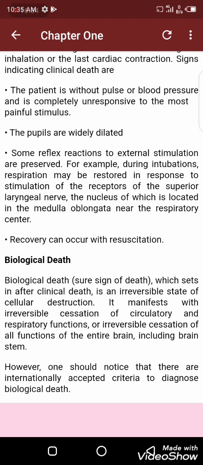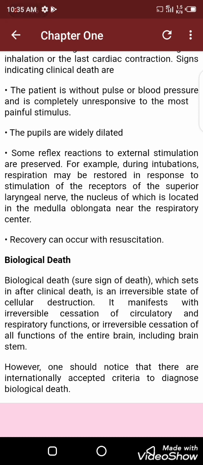For example, during intubation, the respiration may be restored in response to stimulation of the receptors of the superior laryngeal nerve, the nucleus of which is located in the medulla oblongata near the respiratory center. Recovery can occur with resuscitation. Biological death.